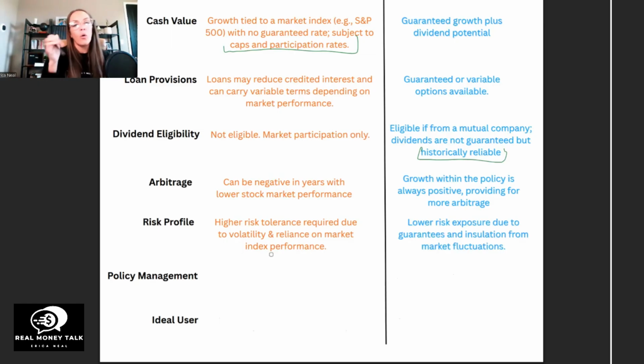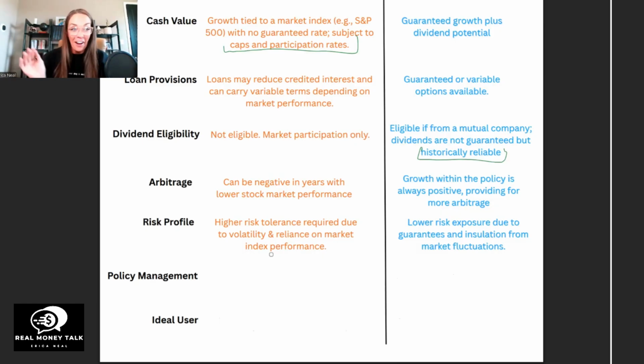Now, obviously on the whole life side, it's a lower risk exposure, right? That is why whole life is pure infinite banking, because it's guaranteed. There are guarantees, there's insulation, there's no market volatility. And I'll be very clear with you guys: I have whole life policies on myself and my family. That's what I want to use.